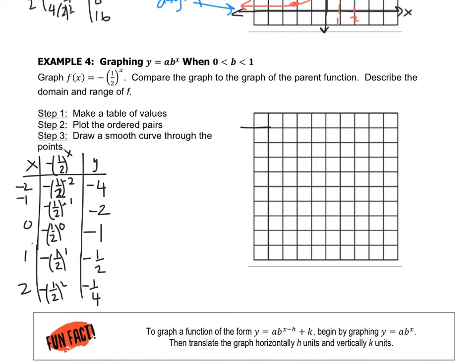So when I make my grid, I'm going to do the opposite of what I did last time, which is put myself in only the negative quadrants. And I don't think I need to go by 2's because my numbers should fit. So I'm going to graph -2, -4. Then I'm going to graph -1, -2. 0, -1. 1, -1/2. And 2, -1/4.